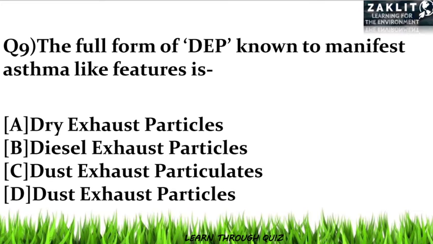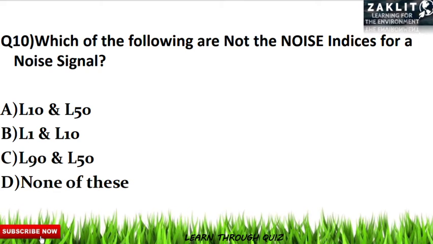So we are moving towards the final question of the quiz contest. The last question is, which of the following are not the noise indices for a noise signal? So think about it correctly and select the correct option.